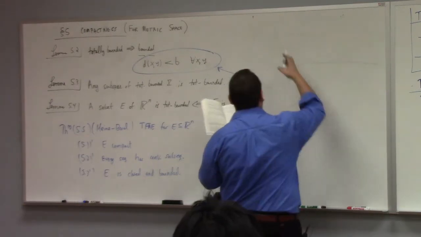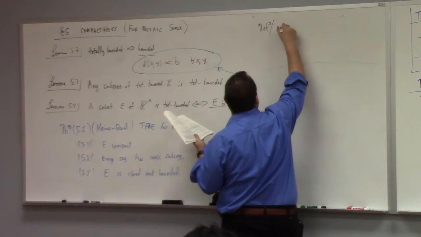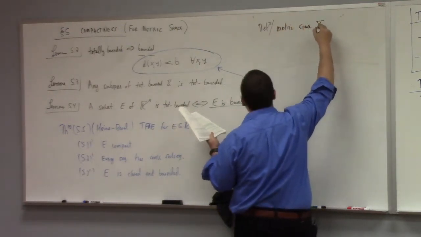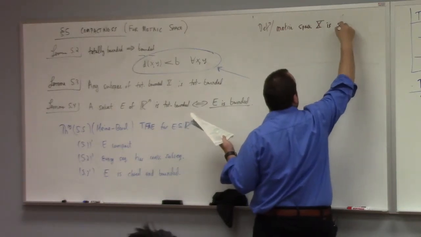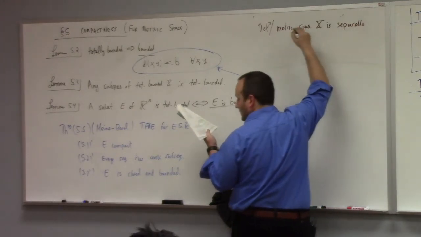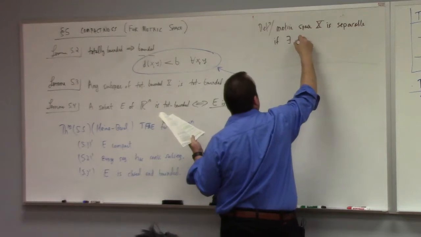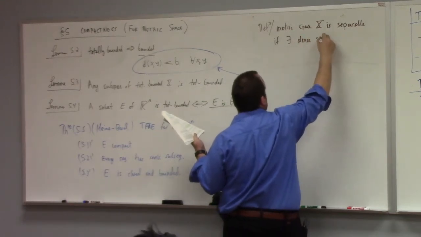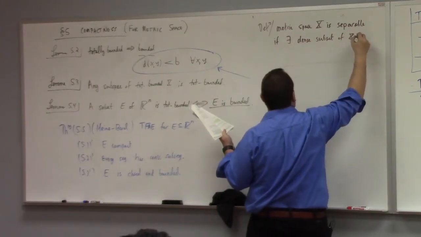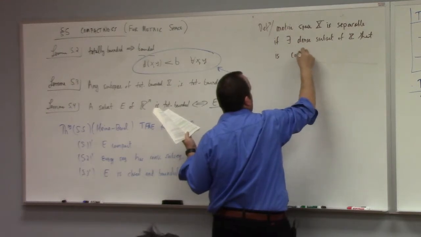All right, so definition, a metric space X is separable if there exists a dense subset of X that is countable.